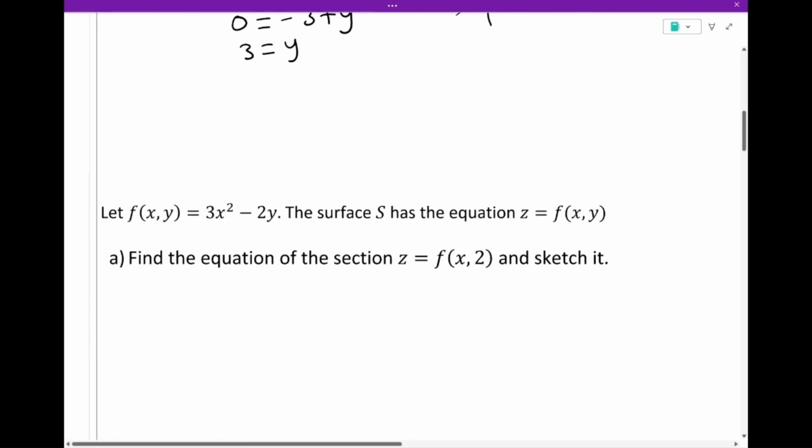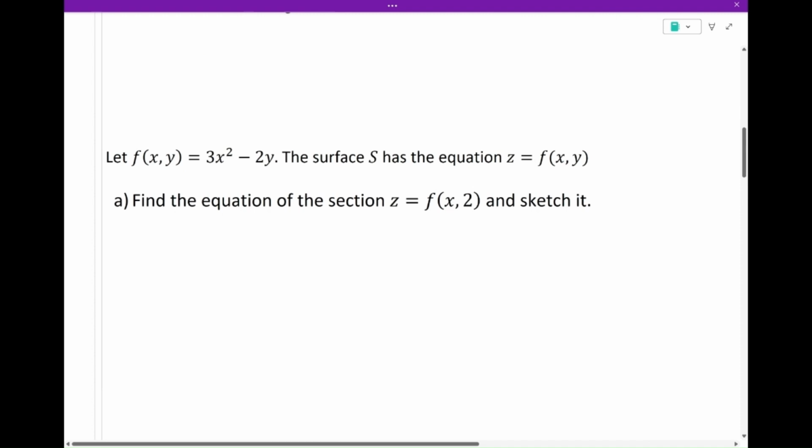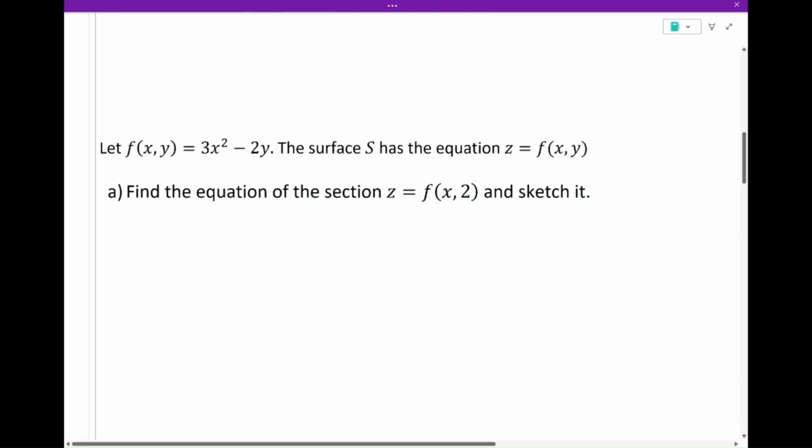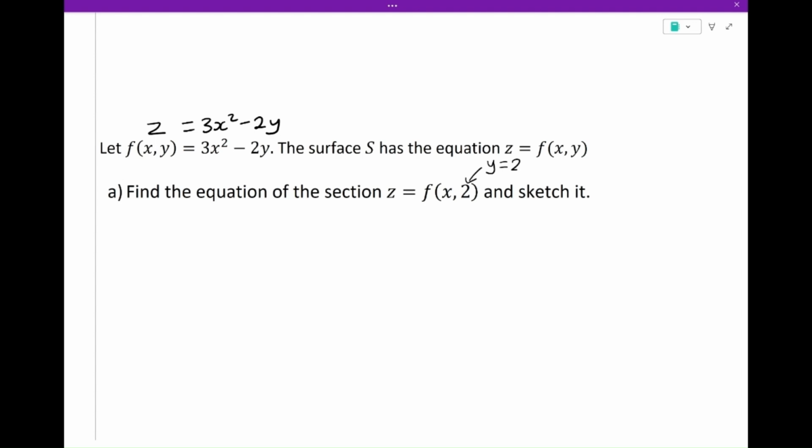Let's look at a different surface equation. So let f of xy equal 3x squared take 2y, and it says the surface S has the equation z equals f of xy. So I could rewrite this as z is equal to 3x squared take 2y. Then it says find the equation of the section where we have z equals f of x and then 2. So that means the y has been set equal to 2.